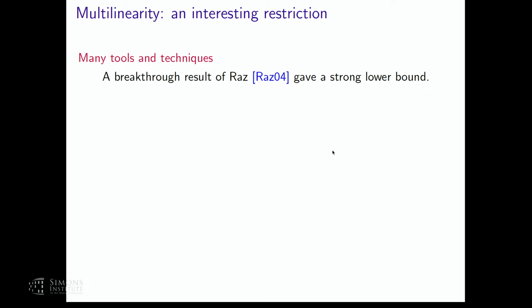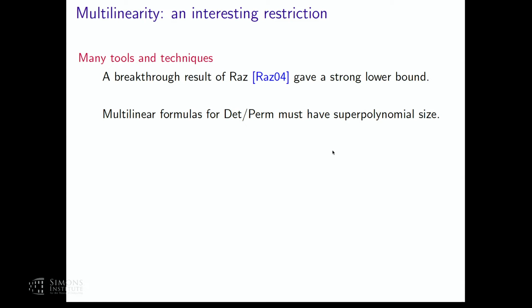There was a prior result by Nisan and Wigderson, which I'll talk about. In this talk, just for the sake of consistency, I'll refer to all the authors by their last names. It might sound a bit formal, but let me just do that. Raz's paper showed that multilinear formulas for determinant or permanent must have superpolynomial size. This was the first non-trivial lower bound that we witnessed in the literature for a big enough model.